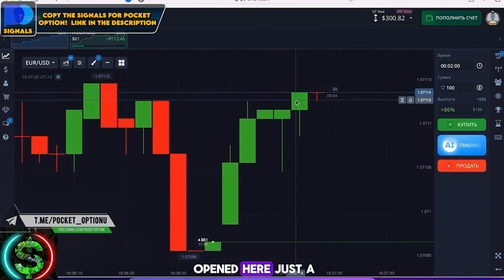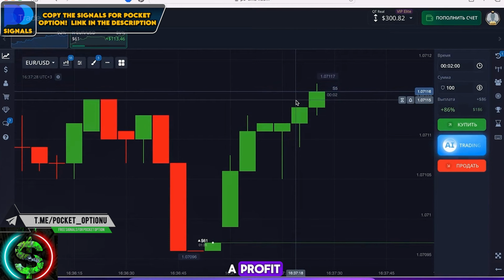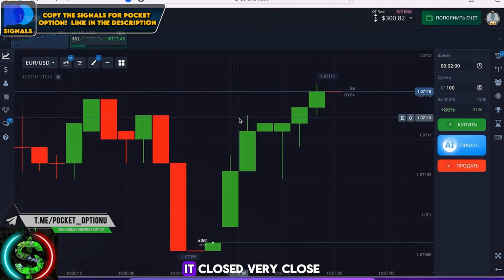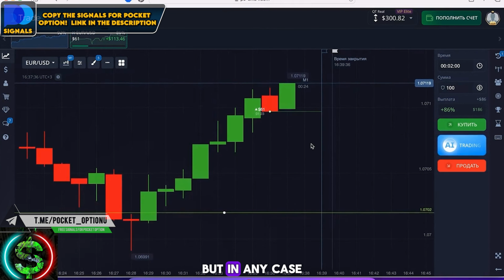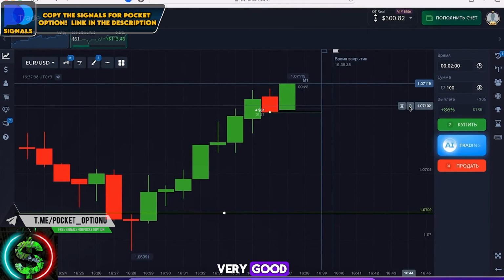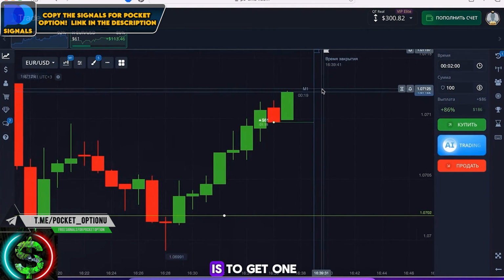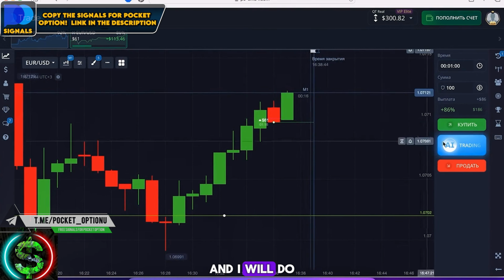Even if I had opened here just a second later, we could have made a profit, but in the end, we are at a loss. It closed very close. I just showed you everything on a 5-second interval. But in any case, our balance is already great, very good. The main thing now is to get one more additional profit, and I will do it this way.